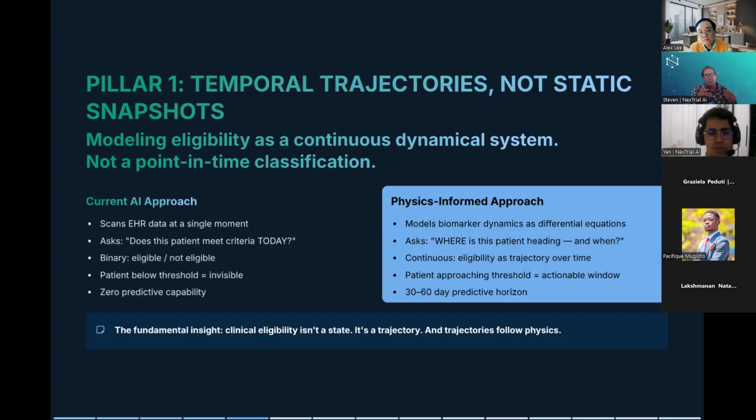Their biomarkers follow well-characterized dynamics, right? Pharmacokinetics, disease progression curves, organ function trajectories, and these aren't mysteries. They are differential equations, right? When you embed those dynamics into the model itself, not as features, but as hard constraints in the loss function, that AI cannot learn, right?